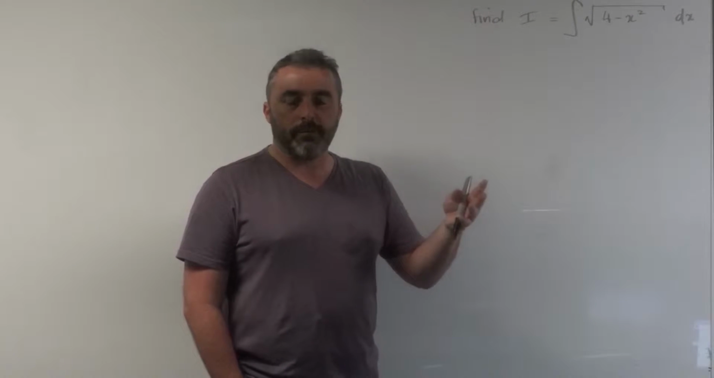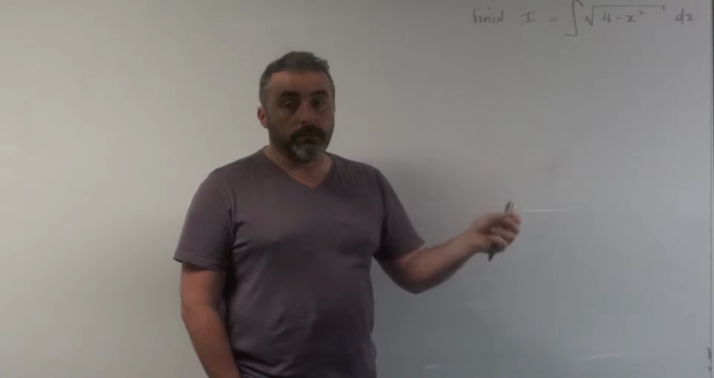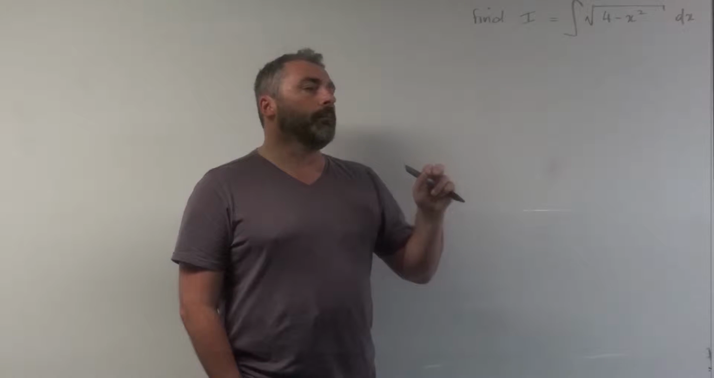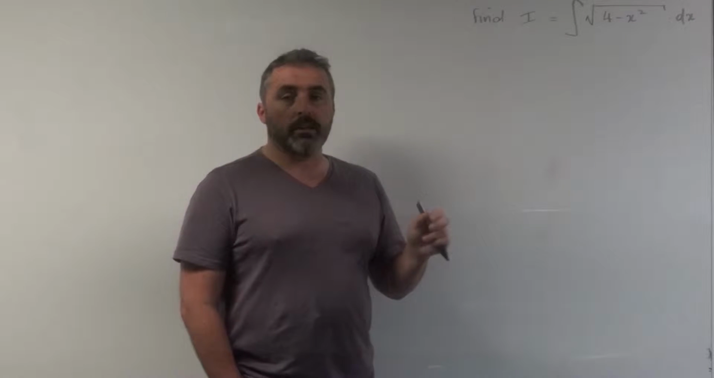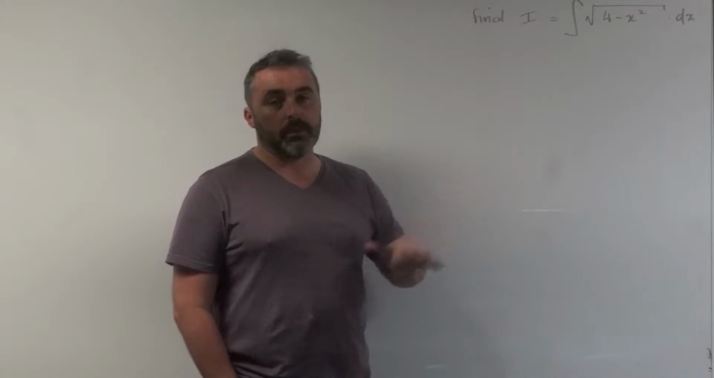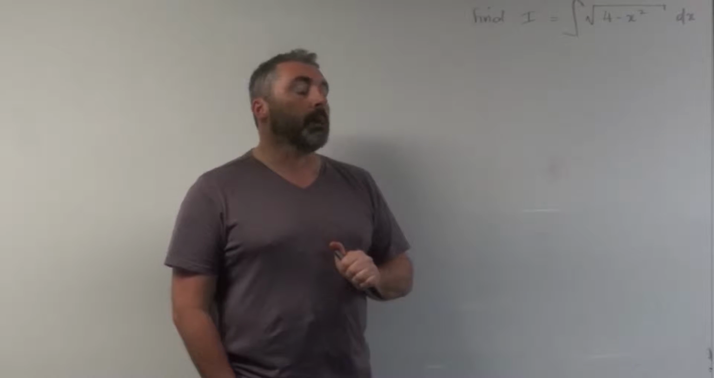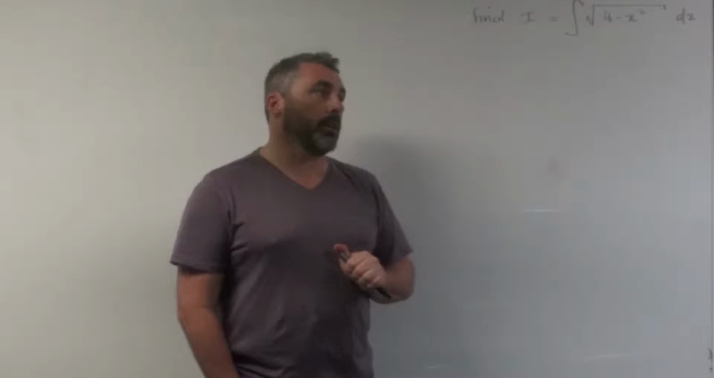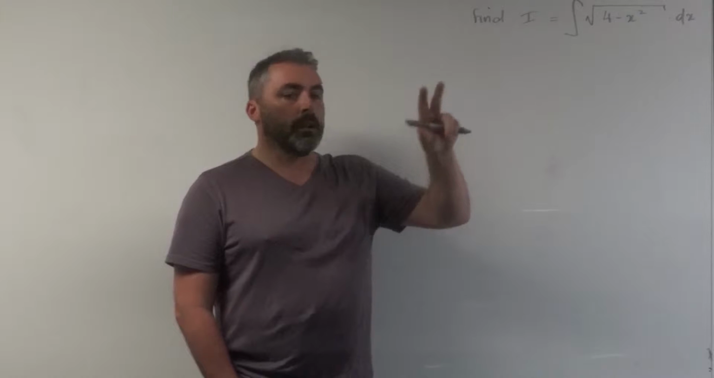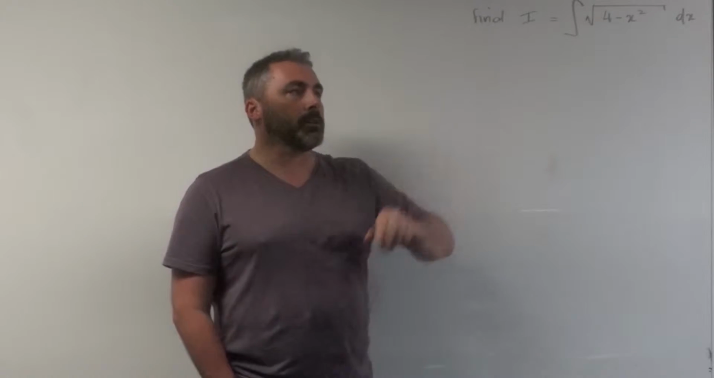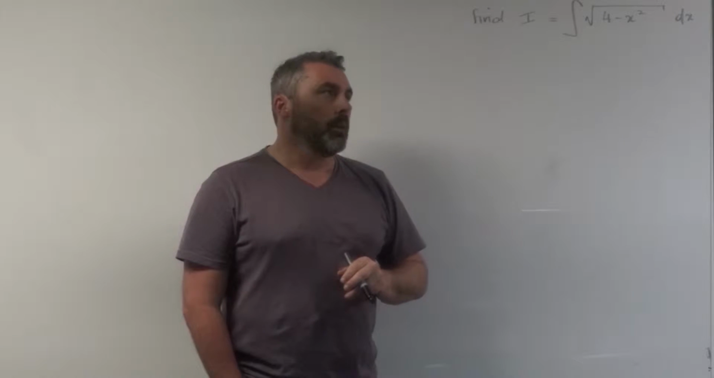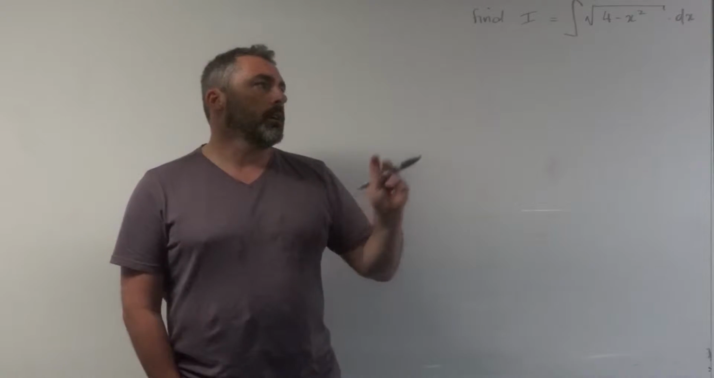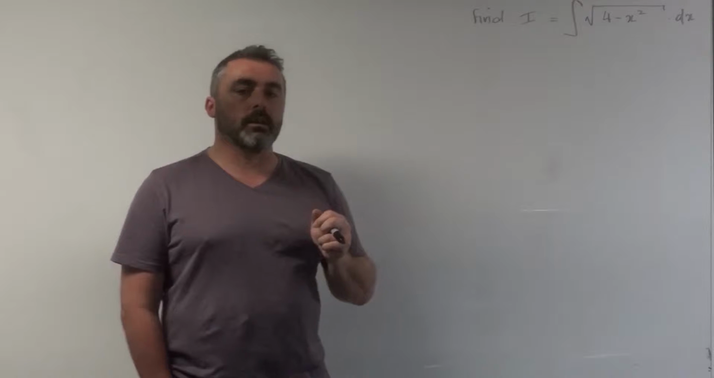However, with a bit of thought, maybe a little flash of luck as well, you think, well, what's something that looks similar to that? Pythagorean identities involve something minus something squared. Maybe we could use a Pythagorean identity here. And that's what we end up doing. So we make a substitution that turns this into a Pythagorean identity.